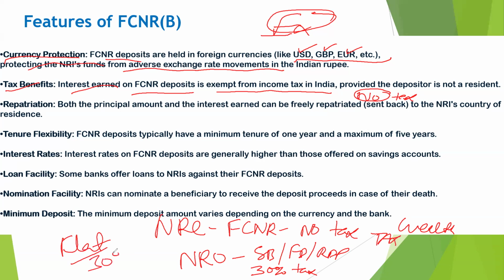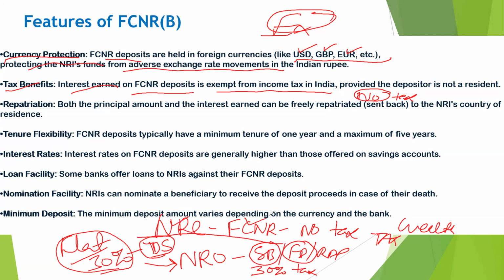This you remember, because many times they have asked the question: what is the tax applicable on the interest earned in a saving account? Whatever interest is earned on the saving account or fixed deposit, the banks will automatically apply 30% TDS, and that we have to pay in NRO. Other than that, if NRE or FCNR deposit is there, there is no tax. This you remember, and it will help you in your exam.